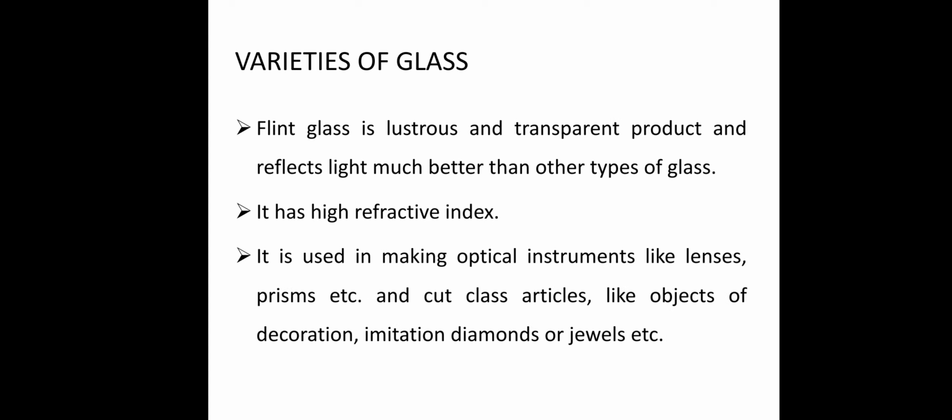Flint glass is lustrous and transparent product and reflects light much better than other types of glass. It has high refractive index. Therefore, it is used in making optical instruments like lenses, prisms, etc. and cut glass articles like objects of decoration, imitation diamonds or jewels, etc.